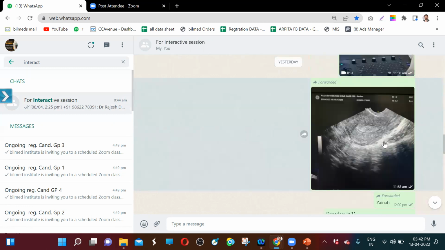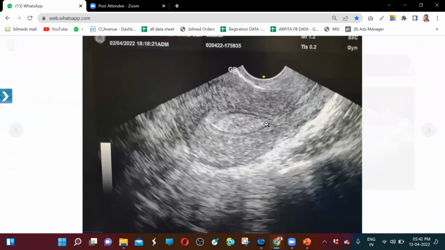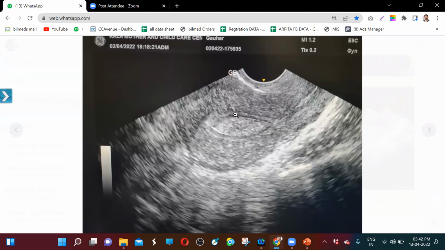Yes, here. Now see, this is the case which has been sent by Dr. Zainab. Dr. Zainab is our old student. She is from UAE, I suppose. Yes, she is from UAE, most probably Dubai. Now see over here, the endometrial cavity. This is the case which has been sent to us for discussion.